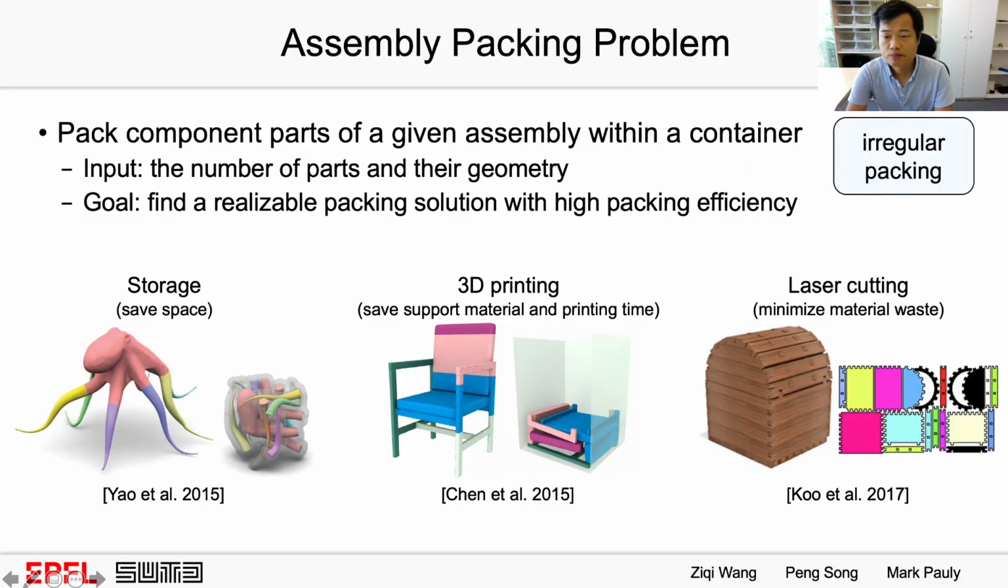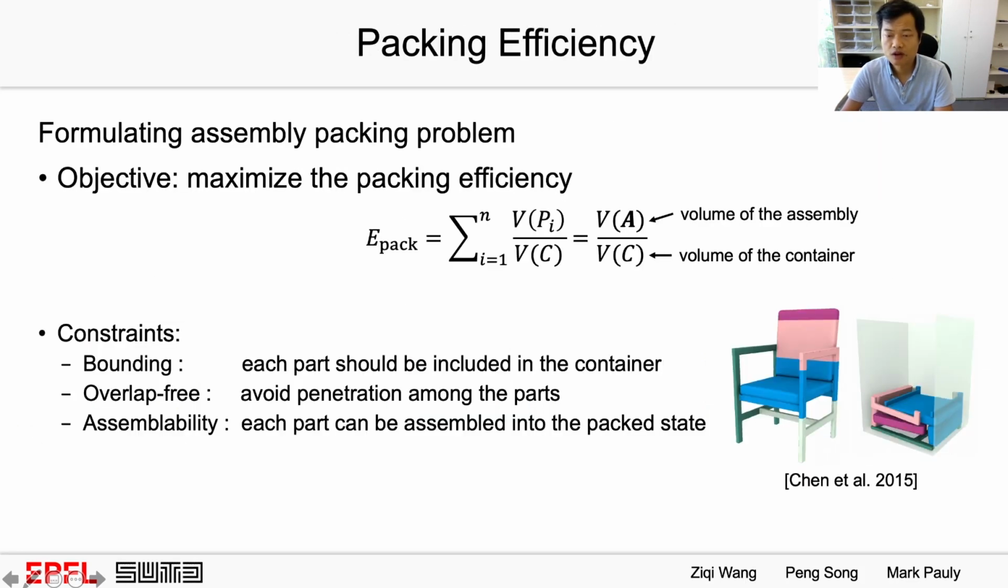The goal of assembly packing is to pack component parts of a given assembly within a container. Since parts usually have irregular shapes, assembly packing falls in the irregular packing problems. Assembly packing is useful not just in saving storage and transportation space, but also in improving manufacturing efficiency and minimizing waste of fabrication material. The objective of assembly packing is to maximize the packing efficiency, described by this formula, and there are three hard constraints for assembly packing: the bounding constraint, the overlap-free constraint, and the assemblability constraint.